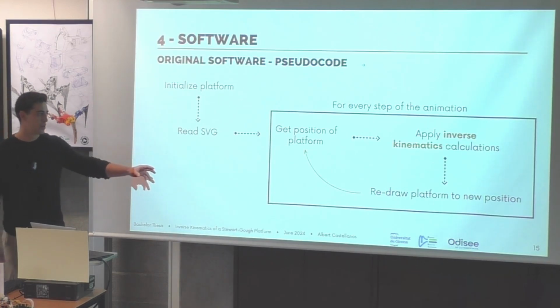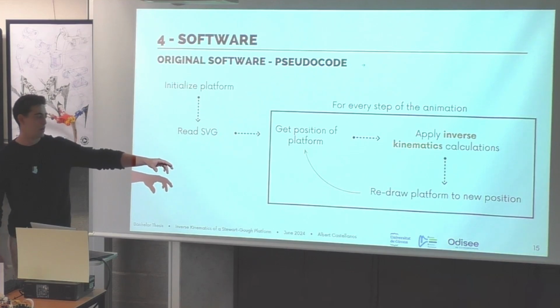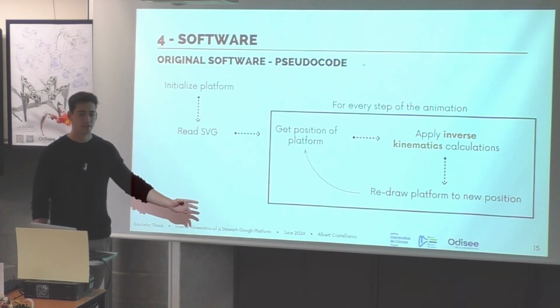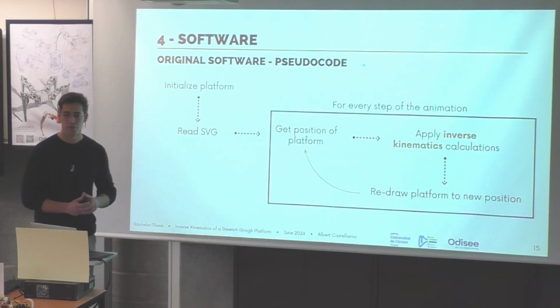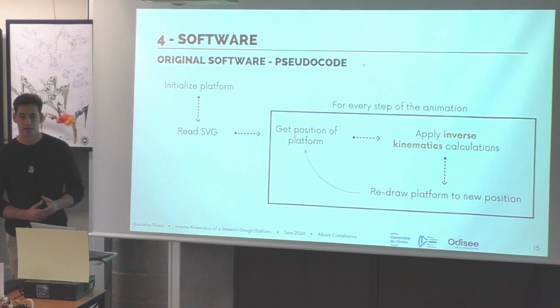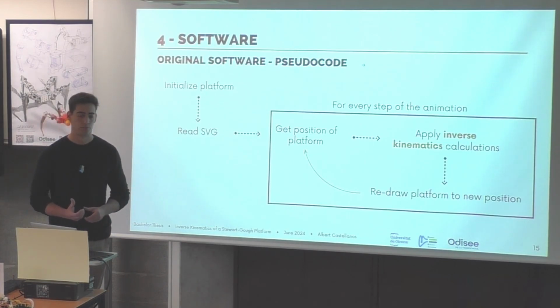From there, it creates an animation array containing all the steps of the animation and the data for the animation to run properly. Inside this box, everything you see here is going to execute for all the steps of the animation. Firstly, it gets the position of the platform required for that precise step. Once we have the position, it applies the inverse kinematics calculations to calculate all the other positions of the elements of the platform.